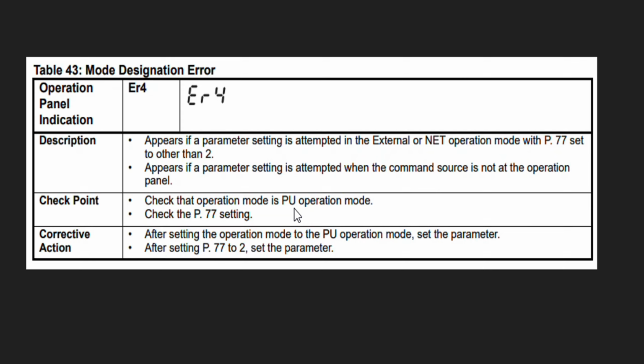Okay, so you need to check parameter number P77. After setting the operation mode to PU operation mode, first set the PU operation mode and then set P77, and there you have to set 2. Normally it occurs because of mode designation, like you have changed it in a different mode. So you need to check these two parameters. If these parameters are okay, then this error will stop. It will not come again. So you have to check and work on this also.